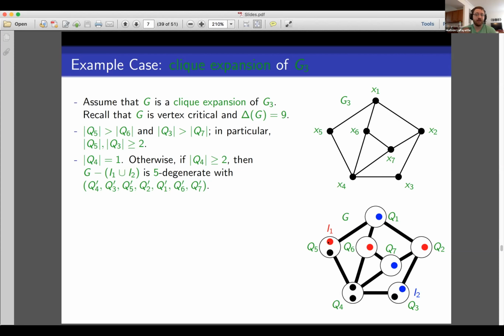So if we show the resulting graph is 5-degenerate, that means we can color with 6 colors, and then I1 gets the 7th color, I2 gets the 8th color, and that's a contradiction because we colored the whole graph with 8 colors when we assumed we needed 9 colors or more.